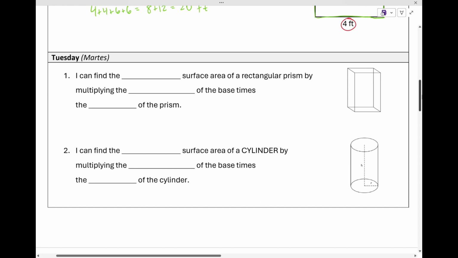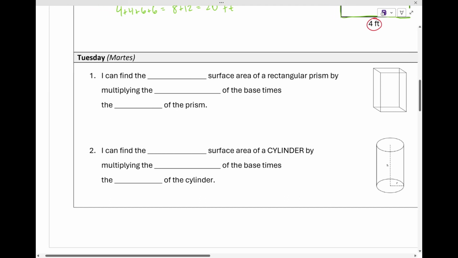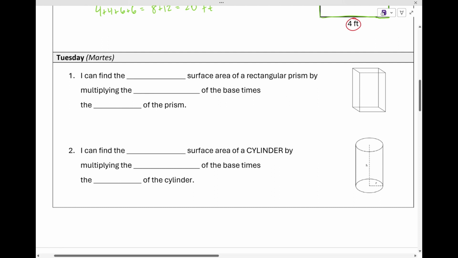Alright, let's look at this warm-up for Tuesday. Here, we want to finish these sentences so we can find some kind of surface area for a rectangular prism by multiplying something of the base times the blank of the prism. So we want to find the surface area.